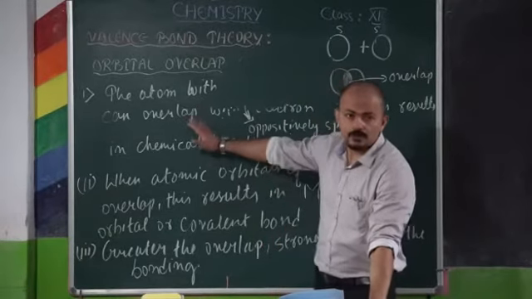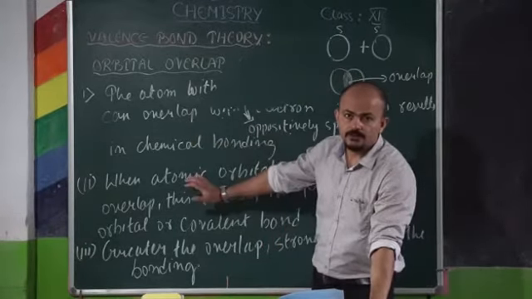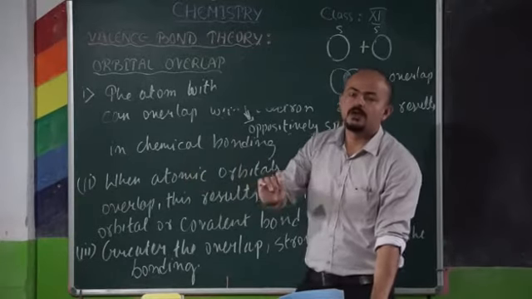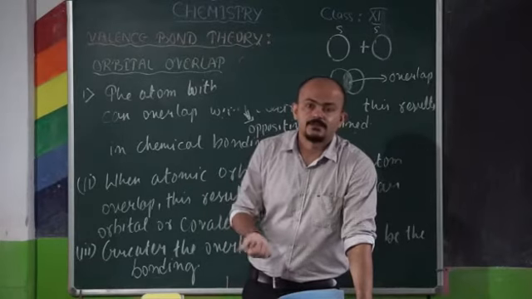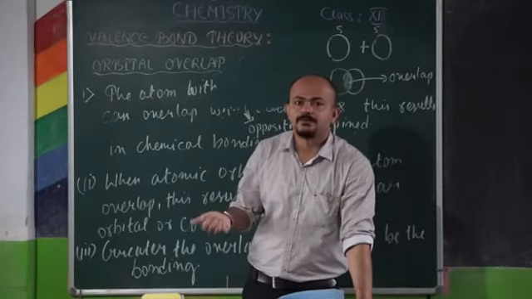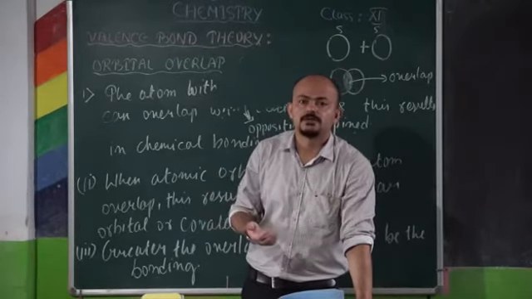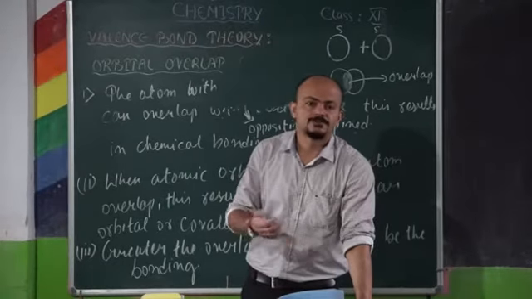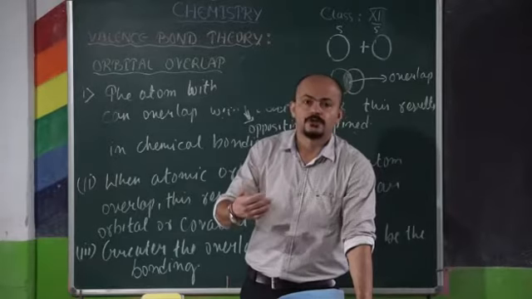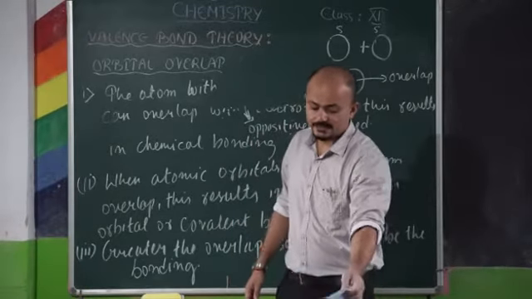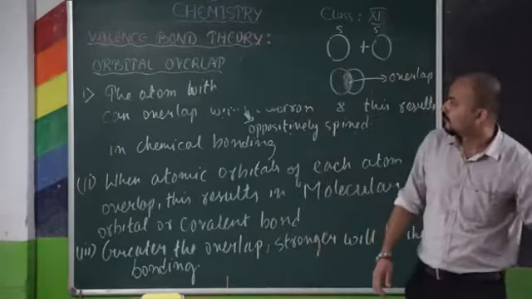Atomic orbitals result in molecular orbitals, and these are of two types: one is the sigma bond, the other is the pi bond. We had discussed sigma bond and pi bond in our previous video also, so you can refer to that, or you can go through the book. Now let's move on to the next topic, that is dipole moment.